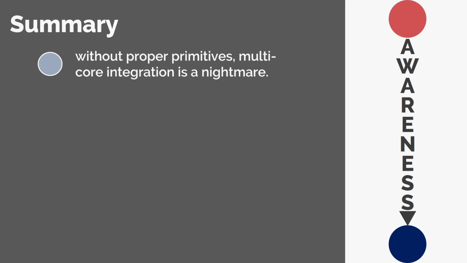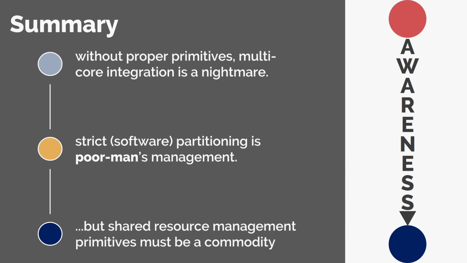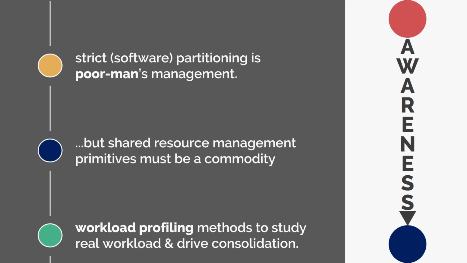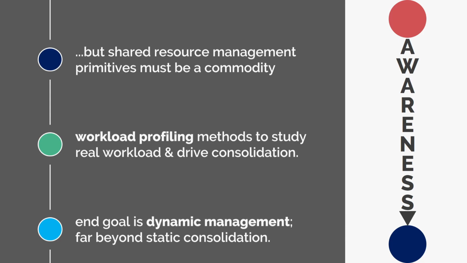If you go home after this talk, one thing I want you to remember is that, from my perspective, without proper primitives, multi-core integration is and will remain a nightmare. What we can do is start introducing a first layer of partitioning techniques that need to be commodity nowadays. But remember that partitioning alone is essentially poor man's management. The first thing we have to do is incorporate such management techniques. The very next thing is to design workload profiling methods that can be used on real workloads to drive informed workload consolidation. And the end goal is not even to stop there, to perform static consolidation, but to perform constant dynamic management that is inherently data-driven.